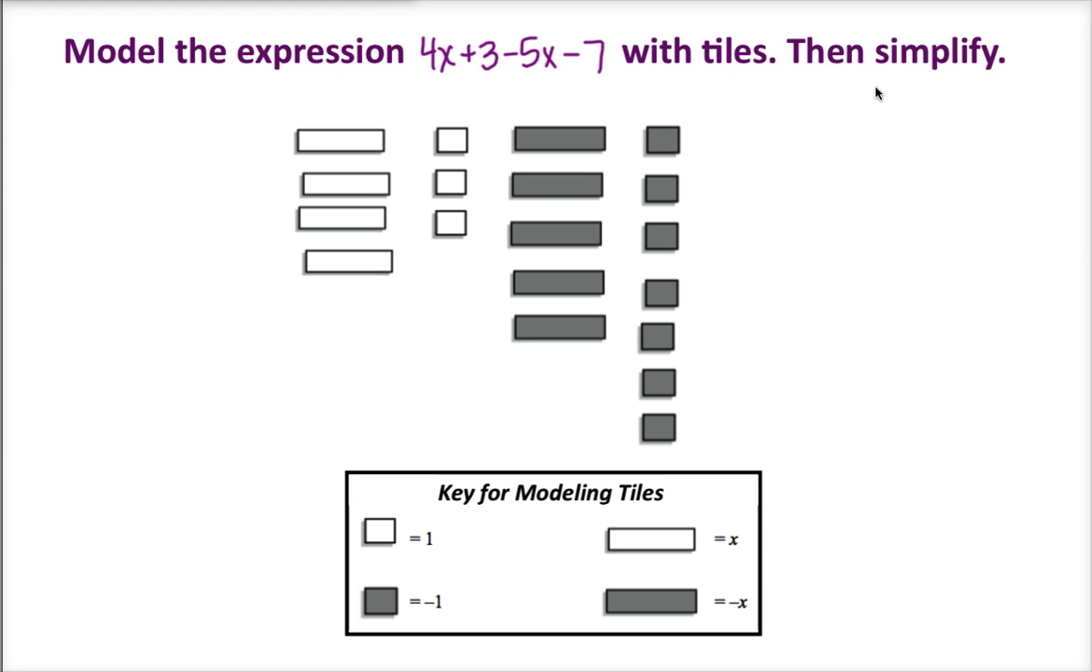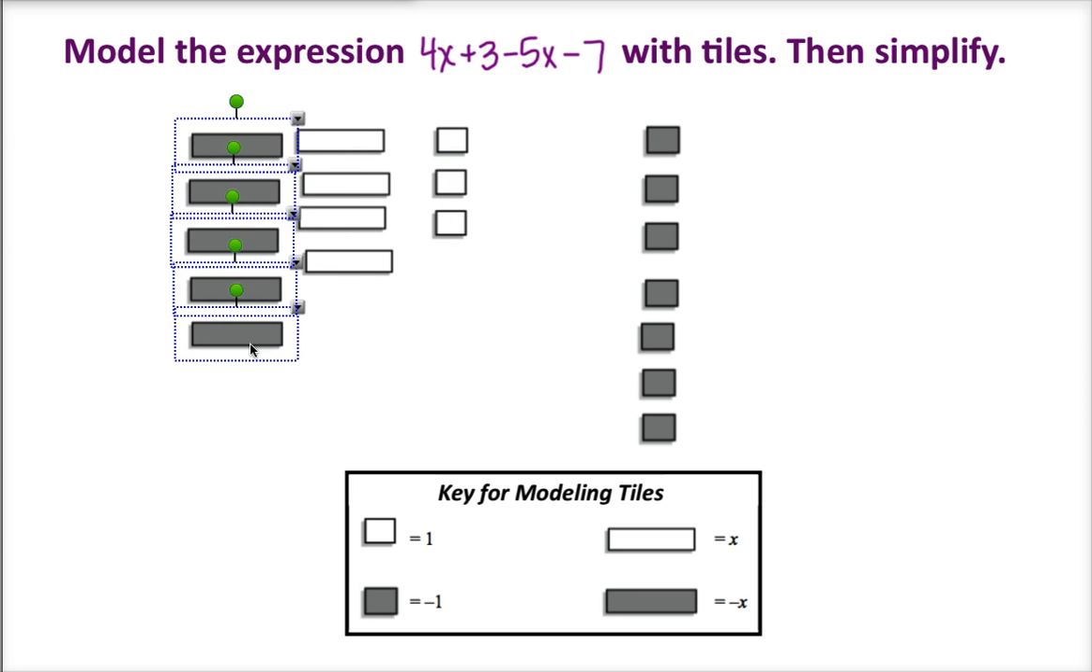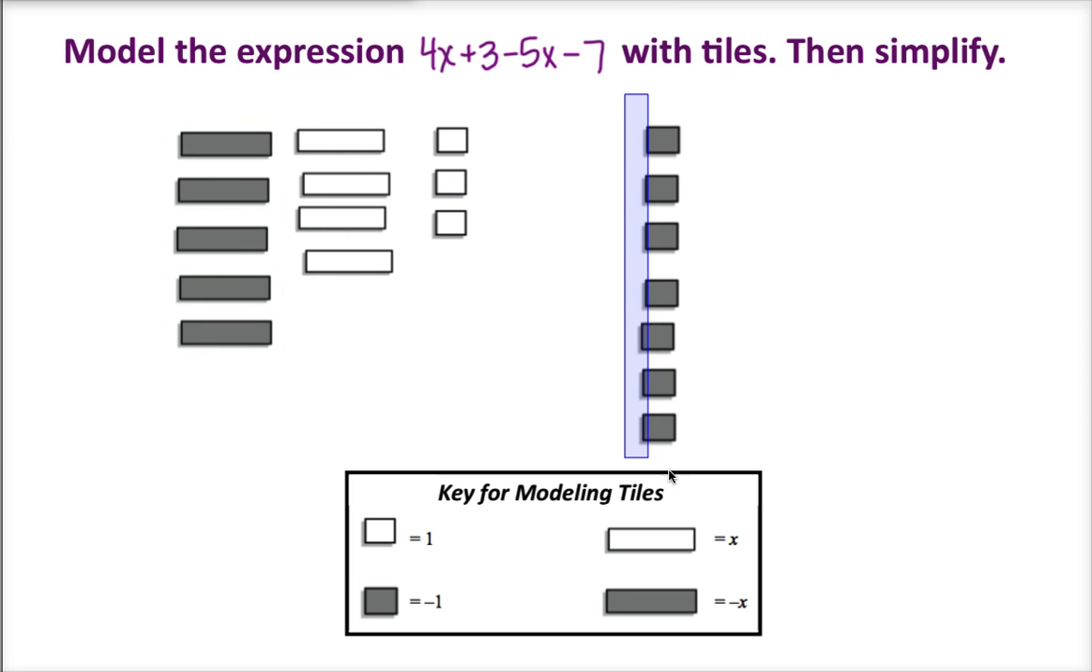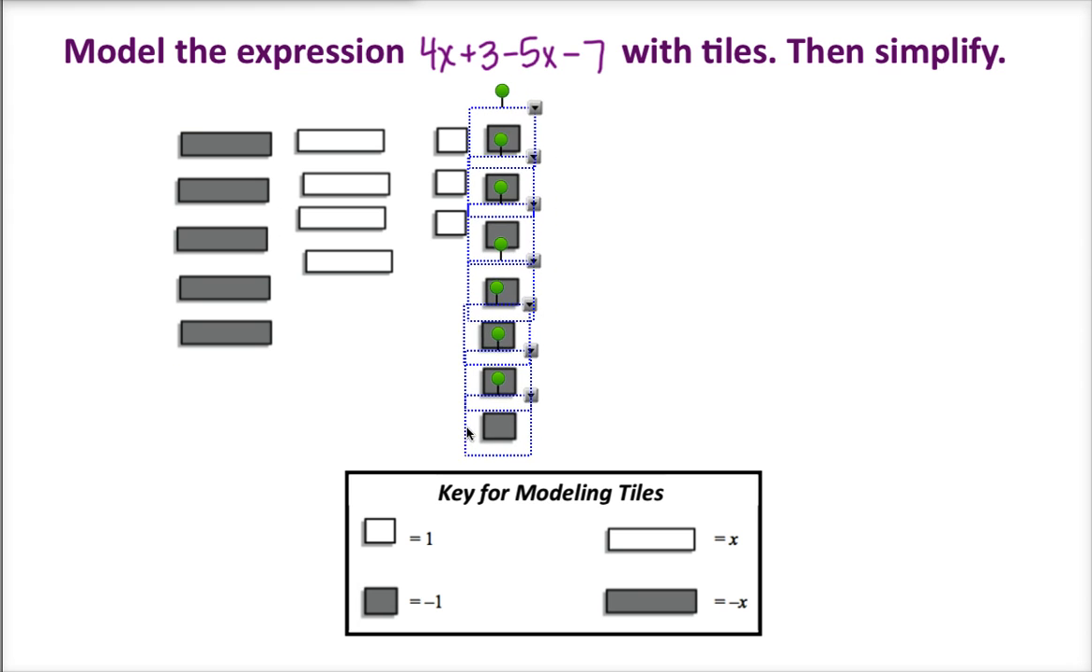Now we can simplify it. And simplify means we need to find zero pairs. To find zero pairs, we need to combine x's with negative x's and 1's with negative 1's in order to make 0. This is from the last lesson. So I'm going to move these over by these so it's easier to see. These guys I'll move a little bit closer. Okay, so this will hopefully make it a little bit easier for us to see.